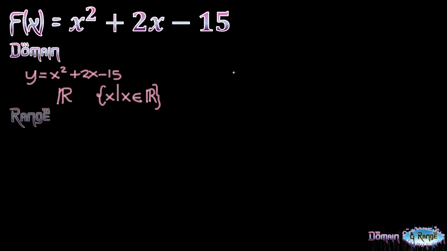Let's proceed with the range. The range now is a set of all possible values of y taken from the possible values of x in our domain. Let us rewrite here: y is equal to x squared plus 2x minus 15. Take note that our domain, the set of real numbers, doesn't have any restriction. Will it automatically mean that our range will also be with no restriction?